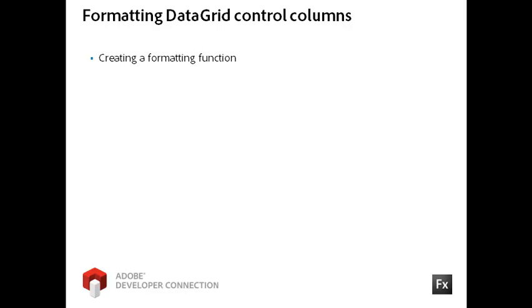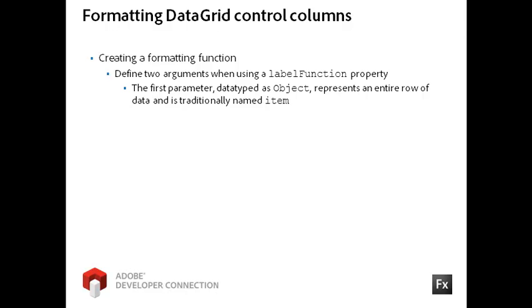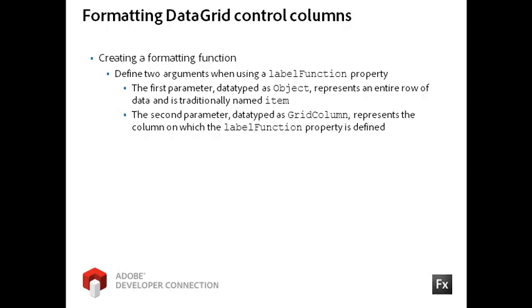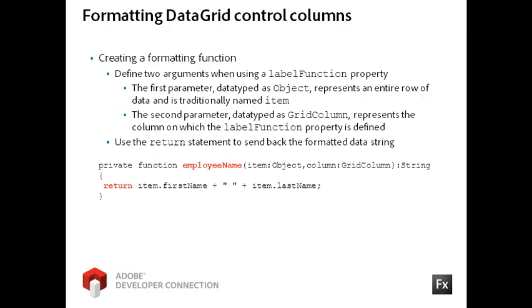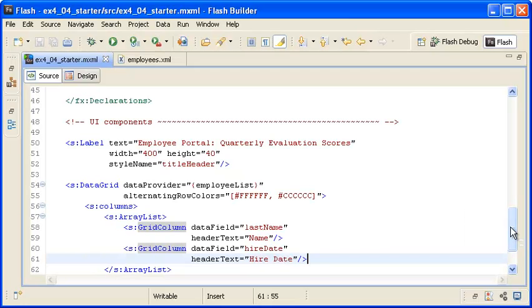When you create a formatter function, you must specify two arguments for it. The first argument is an object instance that is traditionally named item and represents all of the data in that record of the data provider object. The second parameter is traditionally named column and is data typed as an instance of the grid column class. It represents the name of the column on which this function is being called. You will use the return statement to send back a formatted string.